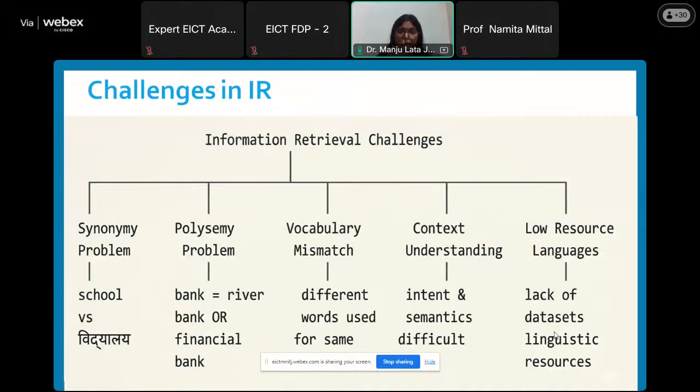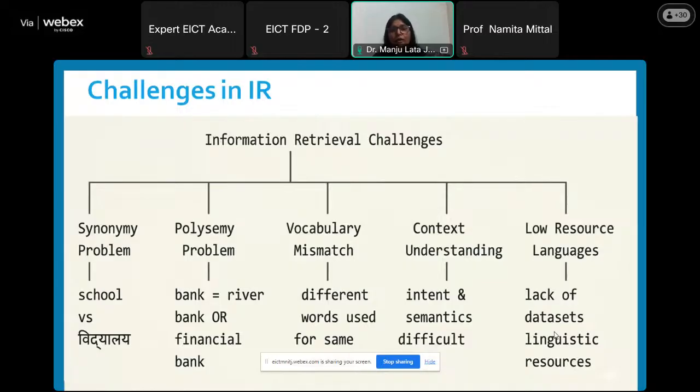Now, what are the challenges we are facing for information retrieval? Information retrieval is completely associated with natural language processing, which can be English, Hindi, or any Indian language or foreign language. So almost all kinds of languages face these challenges. For example, the synonymy problem. One particular thing can be said using many different words, and these many words convey the same meaning. For example, in a sentence we say school, vidyalay, shikshan sansthan, shiksha ka kendra. All these convey the same meaning, but are synonyms.